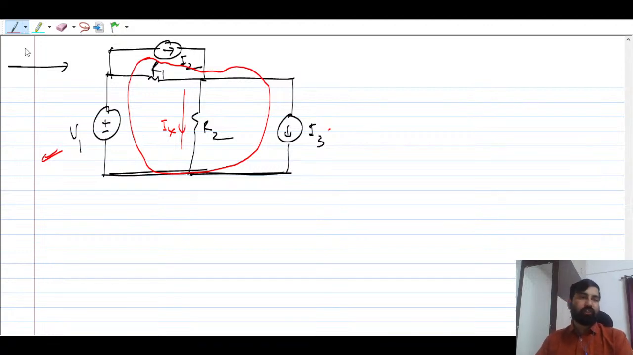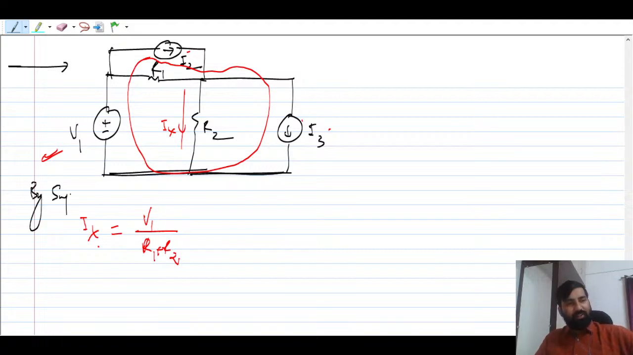So what you can do here is just open these guys. Ix will be equal to, because of V1, V1 by R1 plus R2. That is first. Now you just forget about this voltage source, by short circuit. By superposition, you can write this Ix in one line.